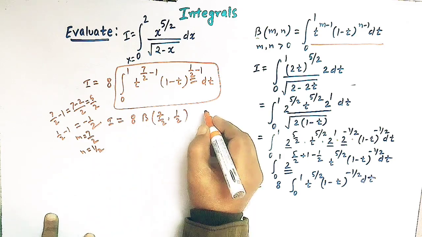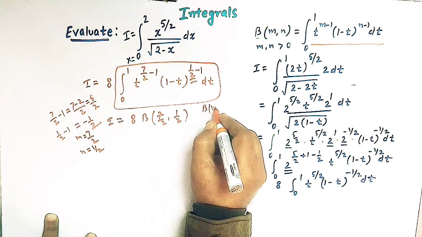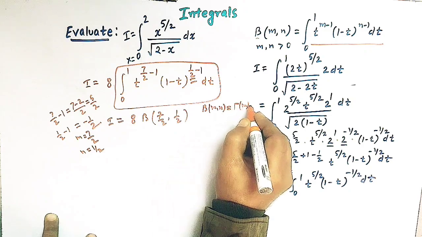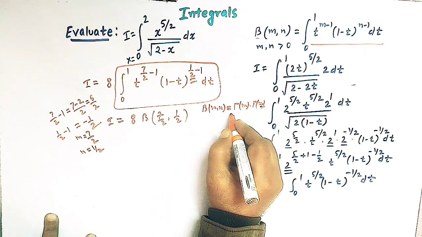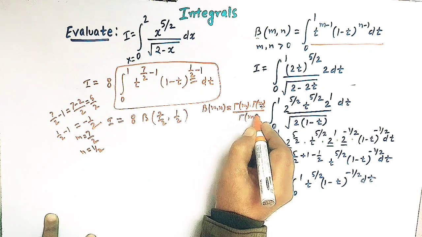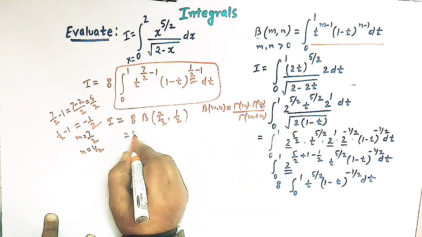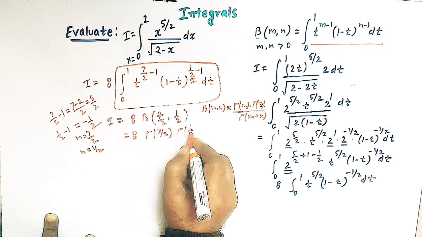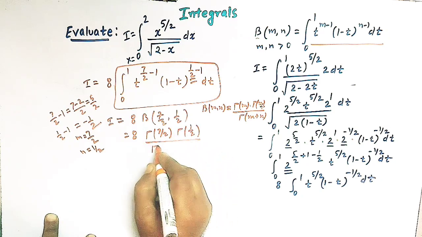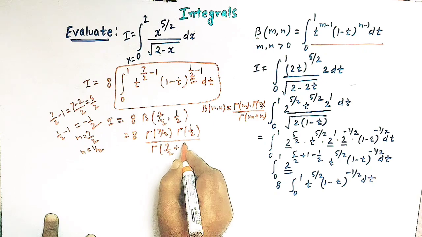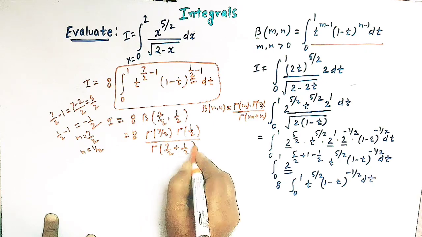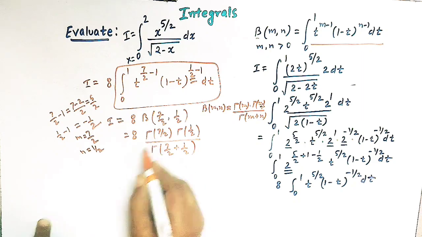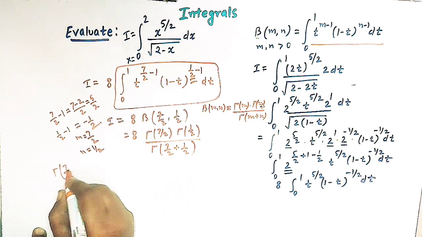Now we have to find the value of this expression by using an important relationship between beta function and gamma function. Beta m comma n is given by gamma m times gamma n divided by gamma m plus n. So here we can write gamma 7 over 2, then gamma half, and then gamma 7 over 2 plus half, right? Okay, so now let us find the value of gamma 7 over 2.